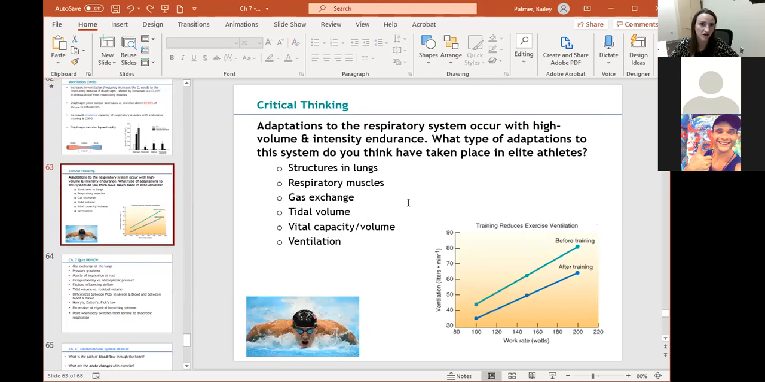Adaptations, you will have a question on the exam about adaptations to the respiratory system. So what changes will occur with increased training?